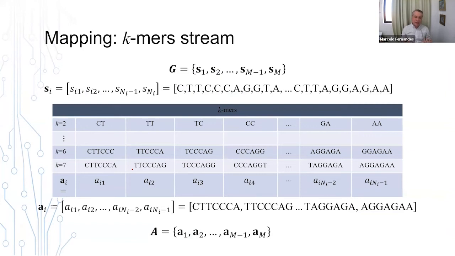Because, as I said, deep learning is an alignment-free strategy, and all alignment-free strategies use mapping as the processing step before the deep learning. One very common strategy is K-mers, as I said before. For example, here we have a K-mers stream, and if K equals 2, you have CT, TT, TC, and we have K equal 6, 7. It's a K-mers strategy.